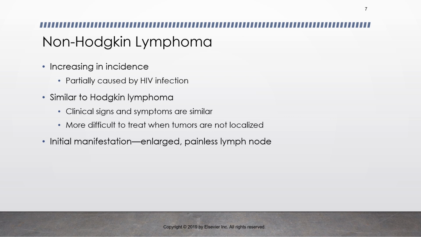Non-Hodgkin's lymphoma can be caused by HIV infection, but it is not always caused by HIV. It's similar to Hodgkin's lymphoma in the signs and symptoms and treatments, but in non-Hodgkin's lymphoma, there's multiple lymph node involvement scattered throughout the body in a non-organized pattern versus in Hodgkin's where it starts with one lymph node and spreads to the adjacent lymph nodes in a pattern. Because of this, it is more difficult to treat.